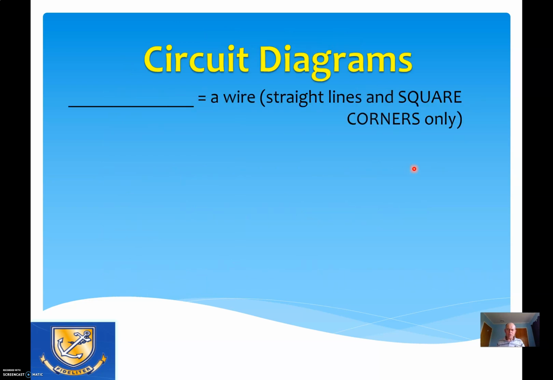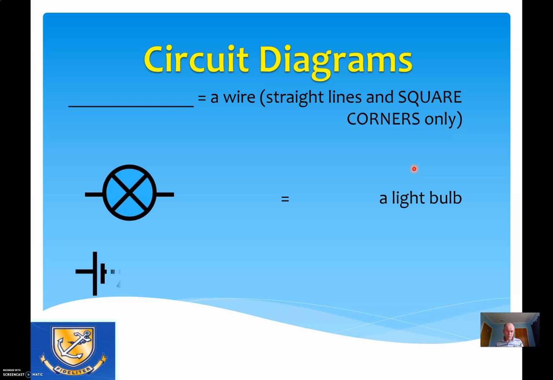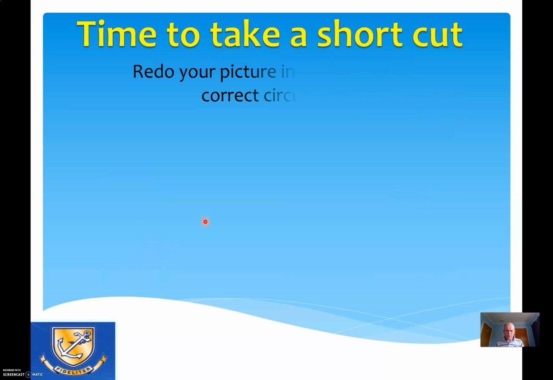In circuit diagrams, we only have straight lines and square corners. And these have to be done with a ruler. If you do it in an exam without a ruler, you've automatically failed the question. A light bulb is a circle with a square with a cross on it. And a power pack or a battery is just one of these long and short, positive, negative. A power pack or electricity supply is a couple of them stretched with an arrow showing you can change it up and down. So we're trying to take a shortcut.